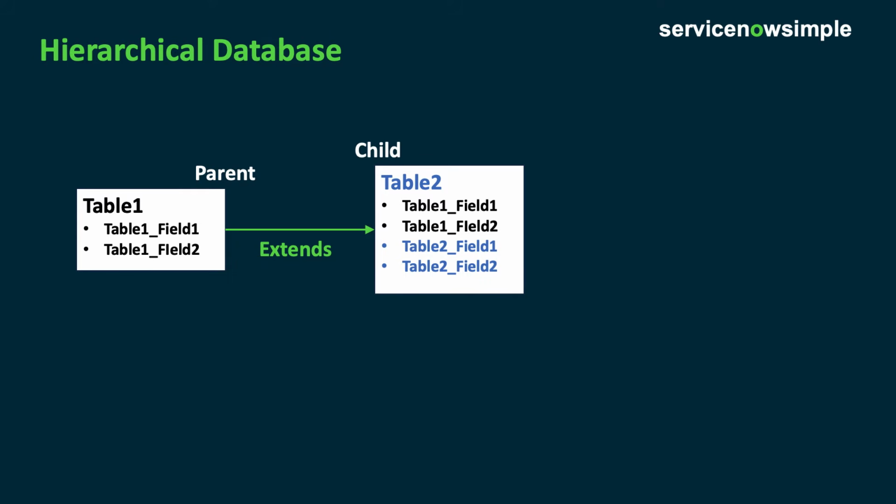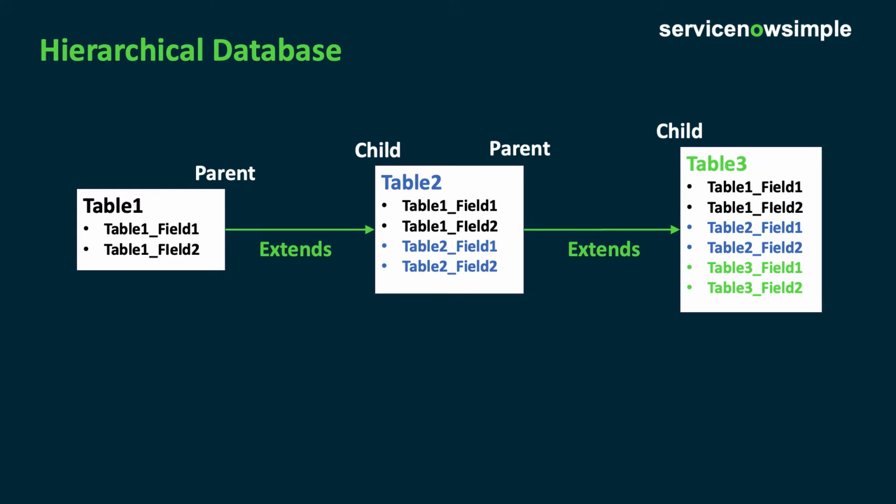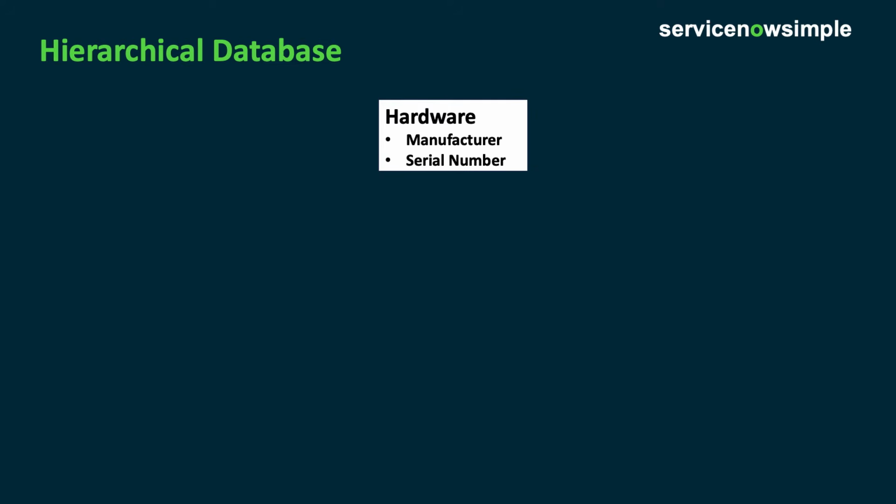And the cool thing is that the child table inherits all of the attributes of the parent table, and these extensions can be created at many levels, enabling the creation of table hierarchies that propagate attributes from the very top of the hierarchy to the very bottom. Let's look at an example. Suppose we create a database table named hardware to store all of our company's hardware items. And we create fields in that table to store the hardware manufacturer and serial number, things that are common to all types of hardware items.